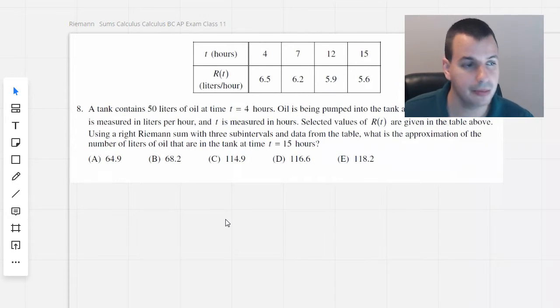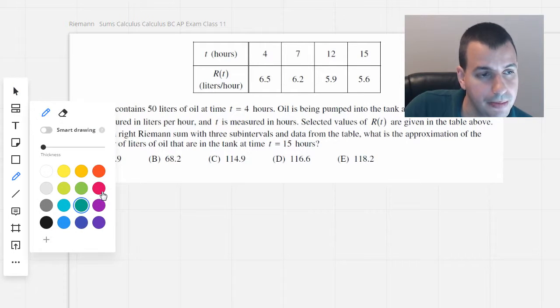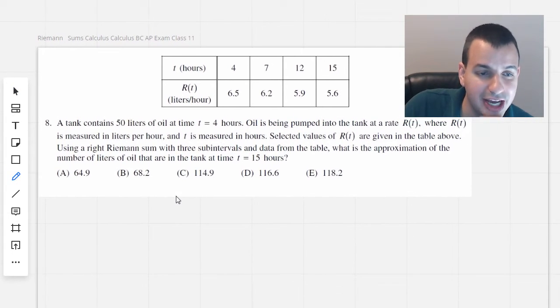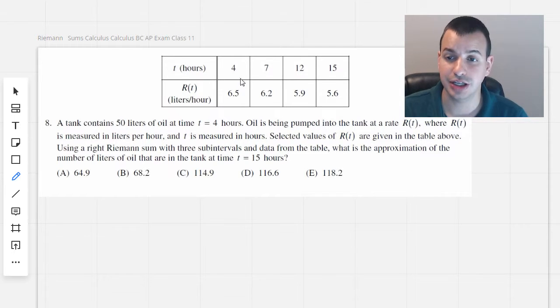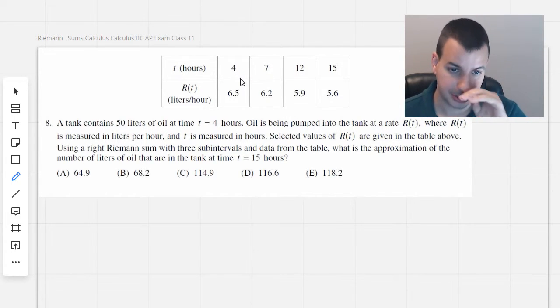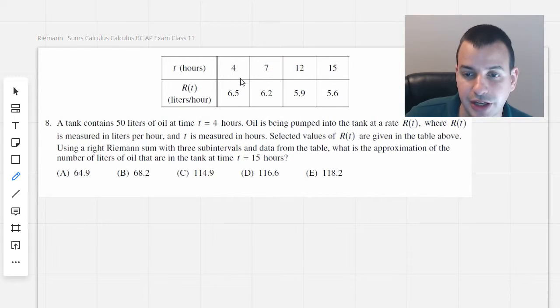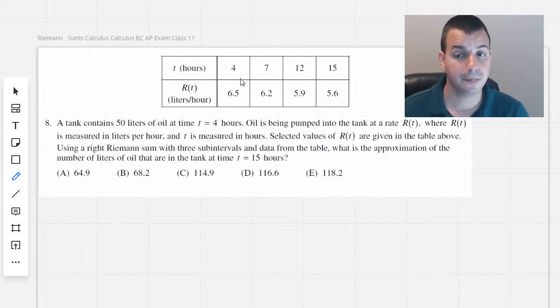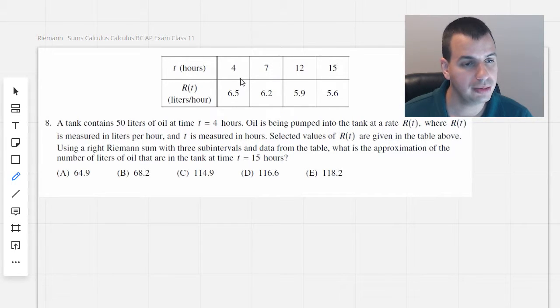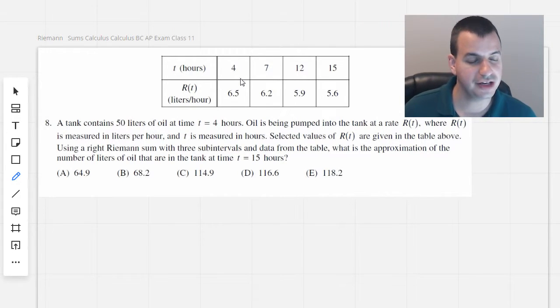So here's another problem, an actual more formal Riemann sum type problem. A tank contains 50 liters of oil at time t equals 4. So t equals 4 initially equals 50 liters. Oil is being pumped into the tank at a rate of R of t, where R of t is measured in liters per hour, and t is measured in hours. Selected values of R of t are given in the table below. I'm assuming that R stands for rate. Using a Riemann sum with 3 subintervals and data from the table, what is the approximation of the number of liters of oil that are in the tank at t equals 15 hours?